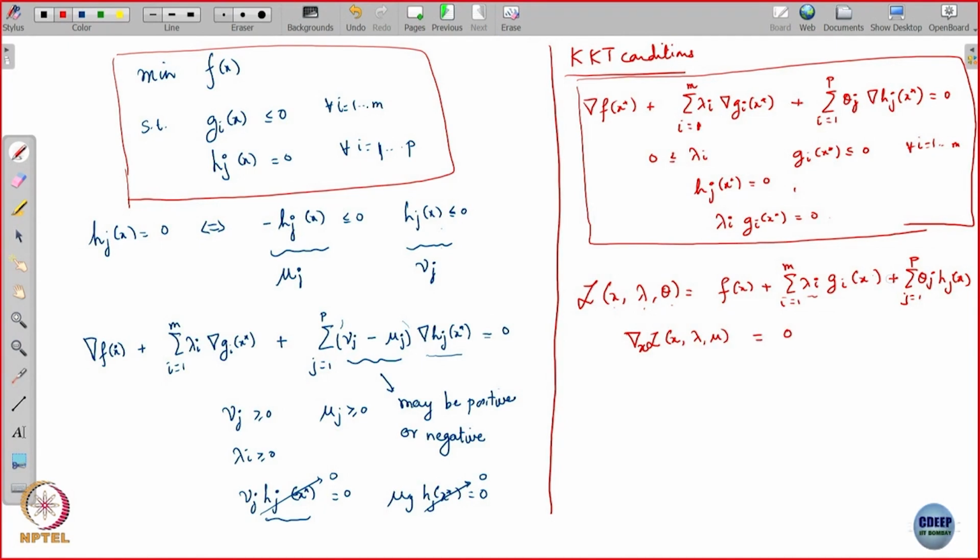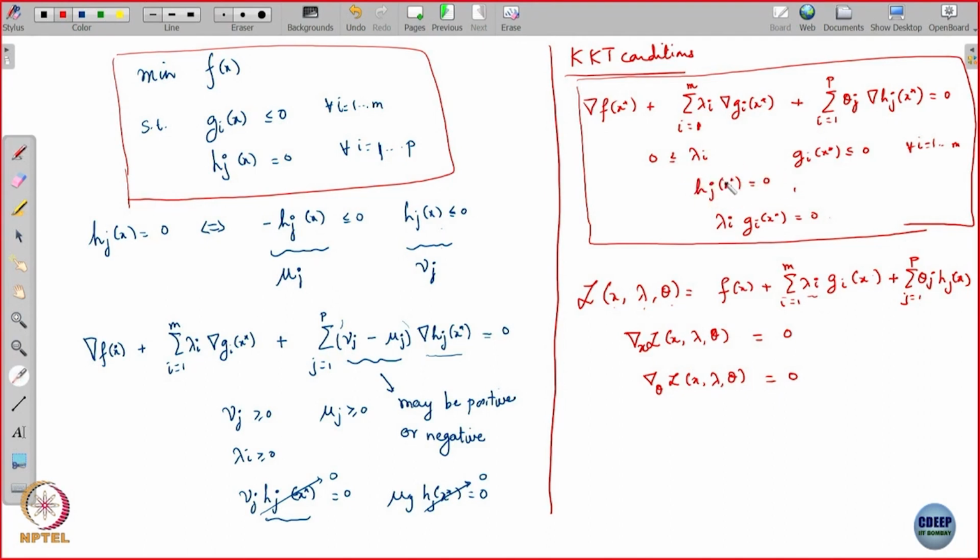Sometimes people also write this second condition, this feasibility condition, that Hj of x is less than or equal to 0, as saying that the gradient of the Lagrangian with respect to, sorry, this should not be mu, this should have been theta. The gradient of the Lagrangian with respect to theta is equal to 0. That is correct, because if you take the gradient of the Lagrangian with respect to theta, it gives you Hj of x, and put that equal to 0, you get Hj of x star should be equal to 0, which is precisely what is written here.